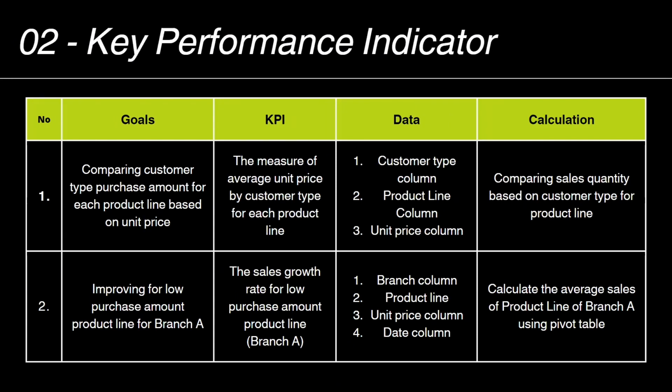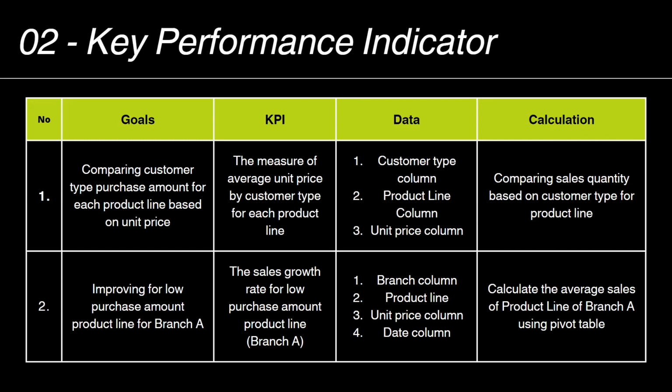Okay, so for the next one, it's about key performance indicators. Our group obtained 2 key performance indicators. The first one, the goal is to compare the customer type purchase amount for each product line based on the unit price. For the data itself, we obtained 3 types of data: customer type, product line, and unit price. For the calculations, we only need to compare the sales quantity based on the customer type for product line.